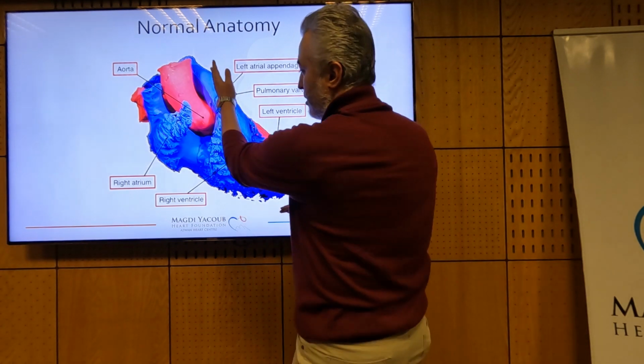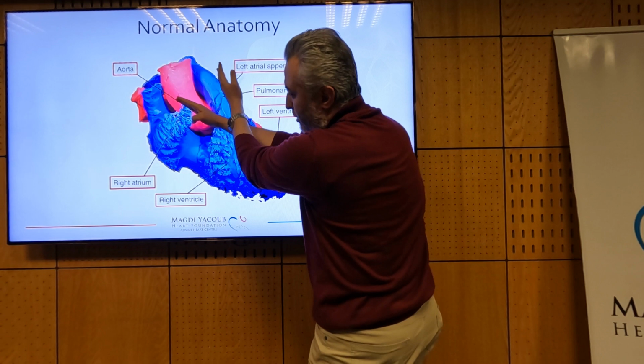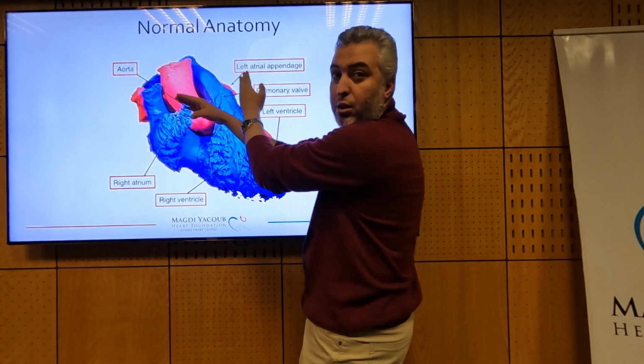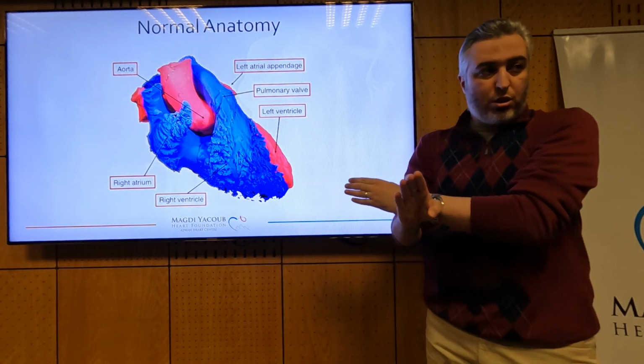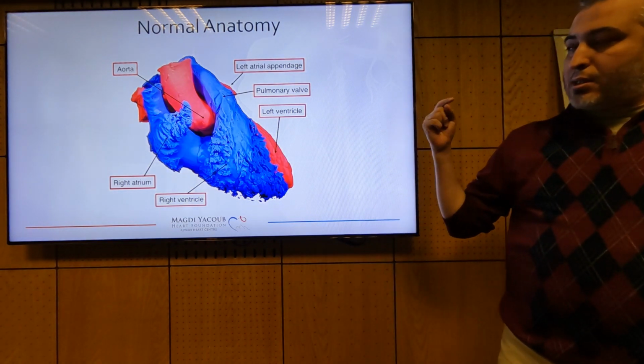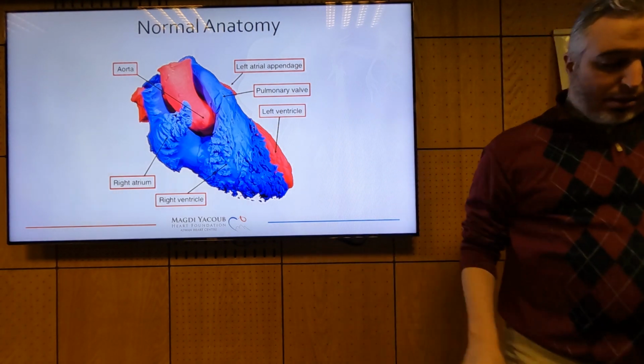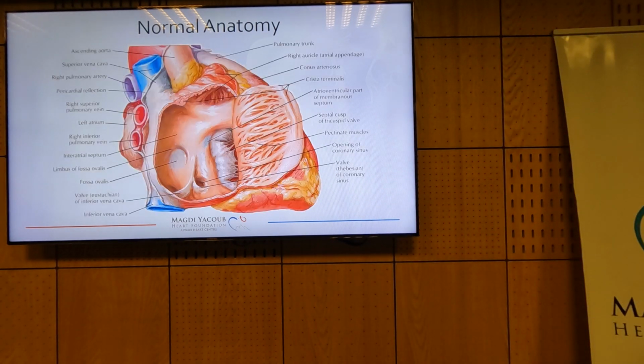So if this is the plane of the right ventricular outflow tract, that would be the direction of the left ventricular outflow tract. So they normally cross each other nearly at right angles. Again, this has a lot of implications while seeing these structures.